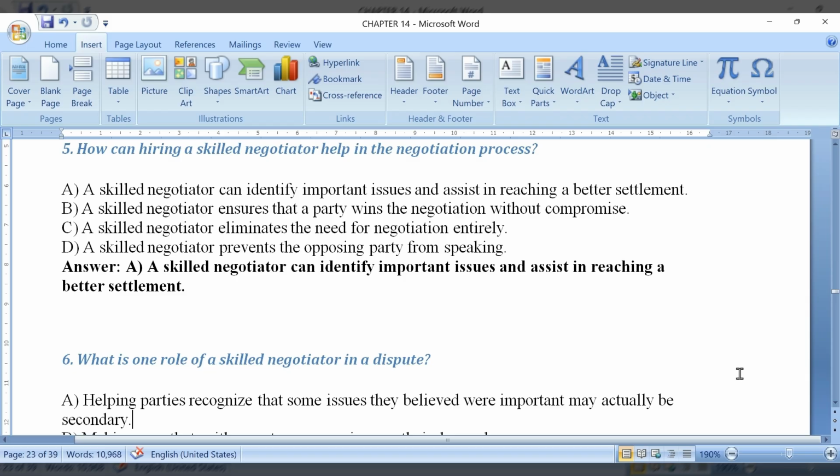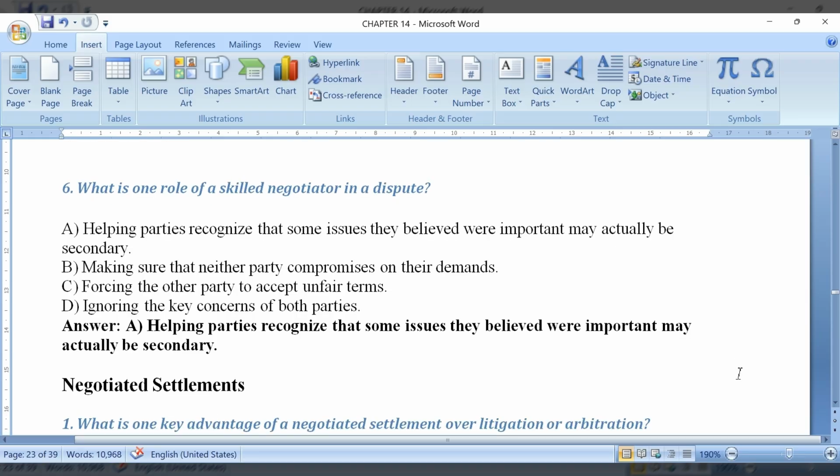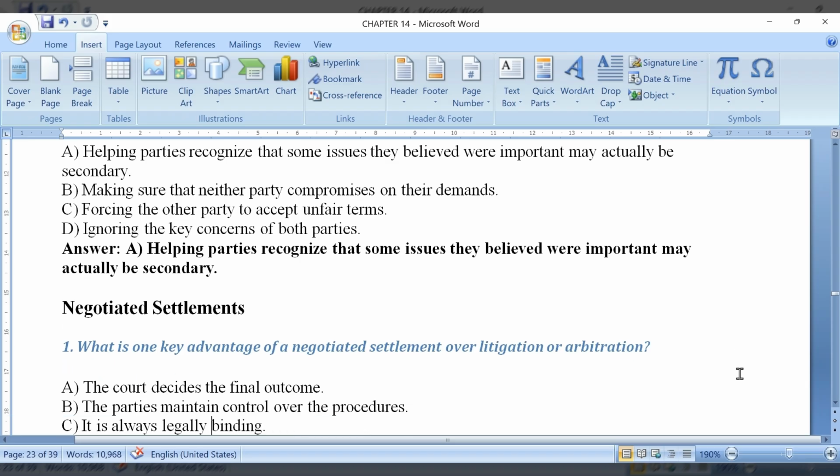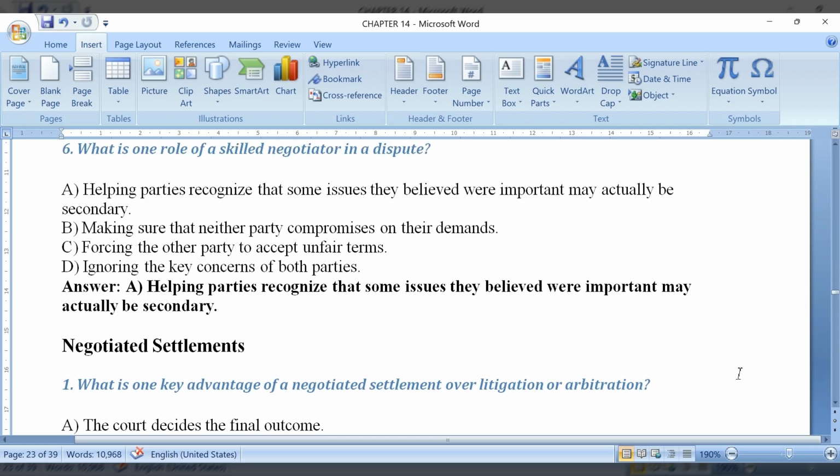6. What is one role of a skilled negotiator in a dispute? A. Helping parties recognize that some issues they believed were important may actually be secondary. B. Making sure that neither party compromises on their demands. C. Forcing the other party to accept unfair terms. D. Ignoring the key concerns of both parties. Answer: A. Helping parties recognize that some issues they believed were important may actually be secondary.